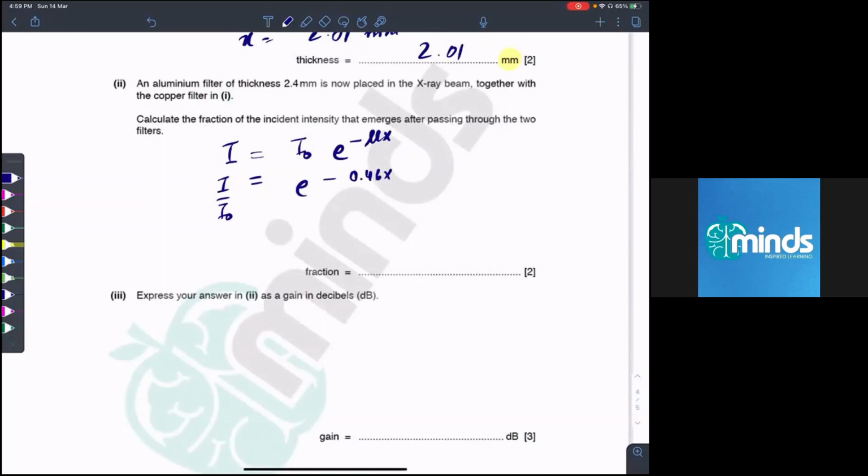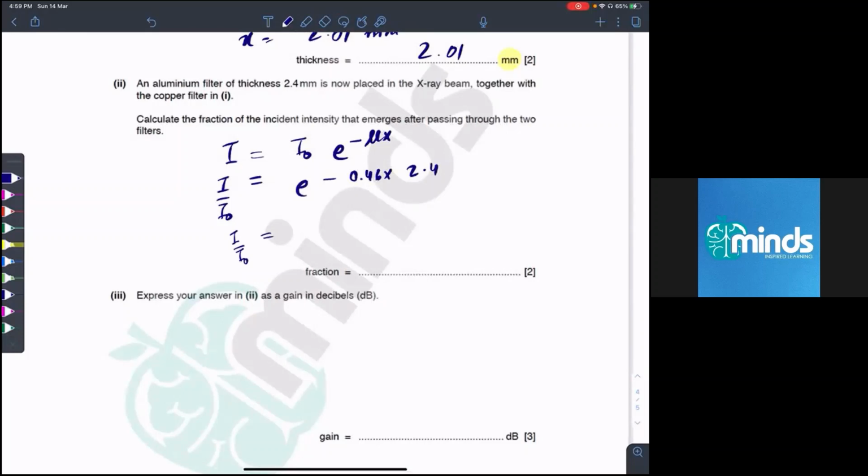Into x, and x is 2.4 here. So if I simplify this thing, what I will be getting? Anas, did you calculate this value? Yes, sir, but you're missing one part of it. Which one?